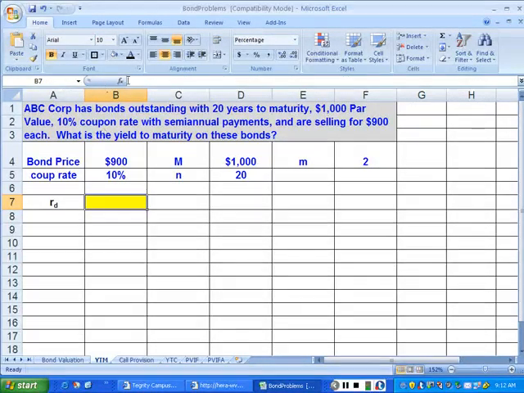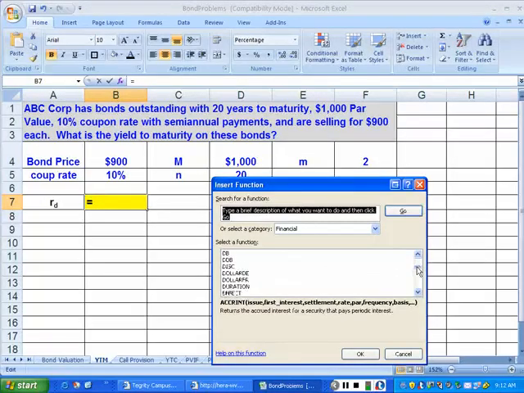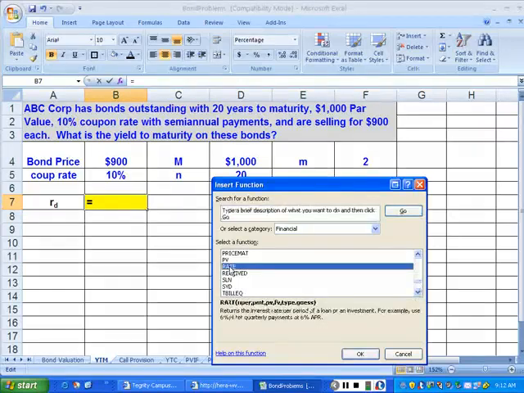Now, there is a function in Excel that will deal with this, and it's part of that family of functions along with PV. So we're going to go to our function wizard, and under financial, we want to work our way down to a function called RATE. Now, the RATE function is going to give us the periodic rate, so it's important to observe what's going to be going on and how we need to adjust this.